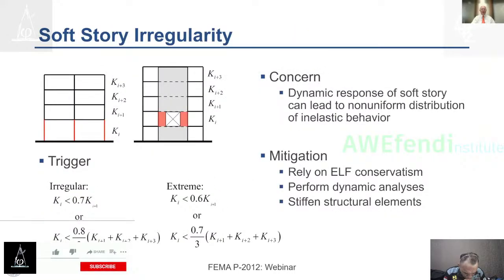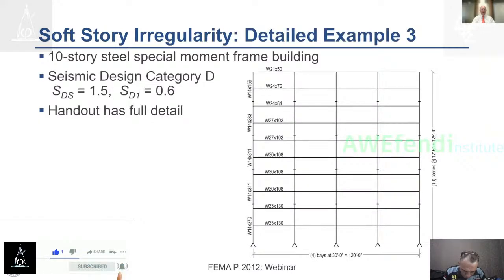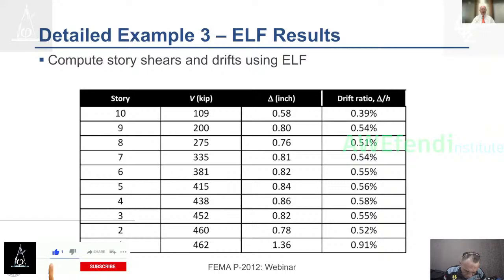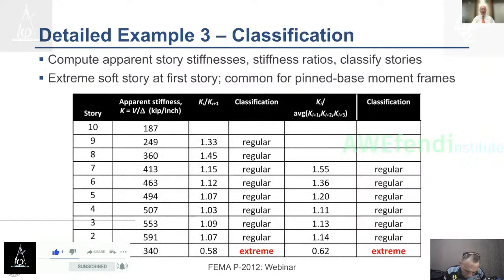For the soft story irregularity, we're looking for dynamic response, so being concentrated in a story. The idea that we could get a concentration of demands there that could be problematic. And so we go through a steel moment frame example, detailed example 3, and cutting to the chase, we find that for this system with pinned bases at the columns, we have an extremely soft story at the bottom.